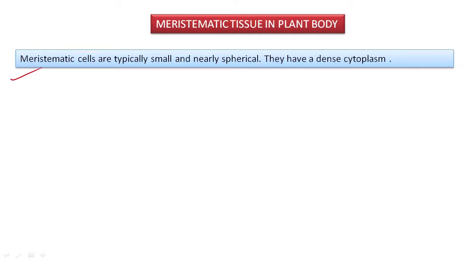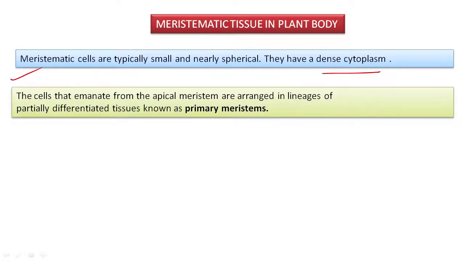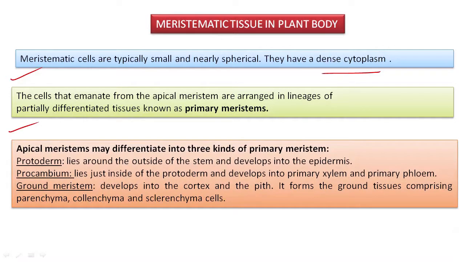They have dense cytoplasm. The cells that emanate from the apical meristems are arranged in lineages of partially differentiated tissue known as primary meristems. Apical meristem may differentiate three kinds of primary meristems: protoderm, procambium and ground meristem. Protoderm lies outside the stem and develops into epidermis, whereas procambium lies just inside the protoderm and develops into primary xylem and primary phloem. And ground meristem develops into the cortex and the pith. It forms the ground tissues comprising parenchyma, collenchyma and sclerenchyma cells.